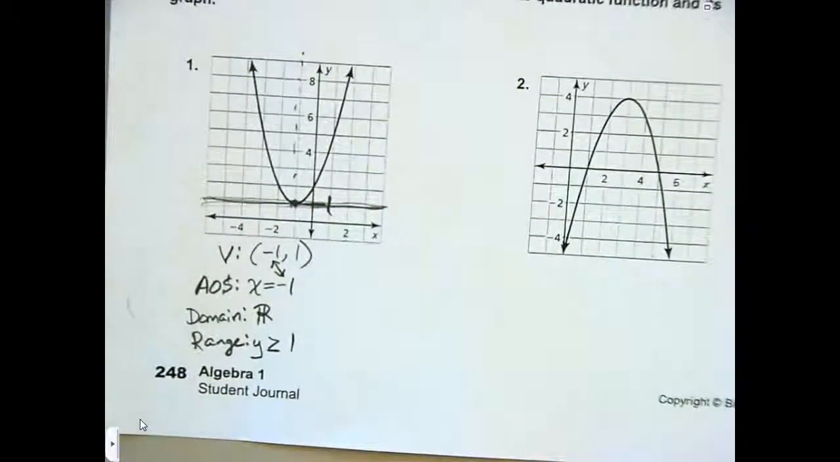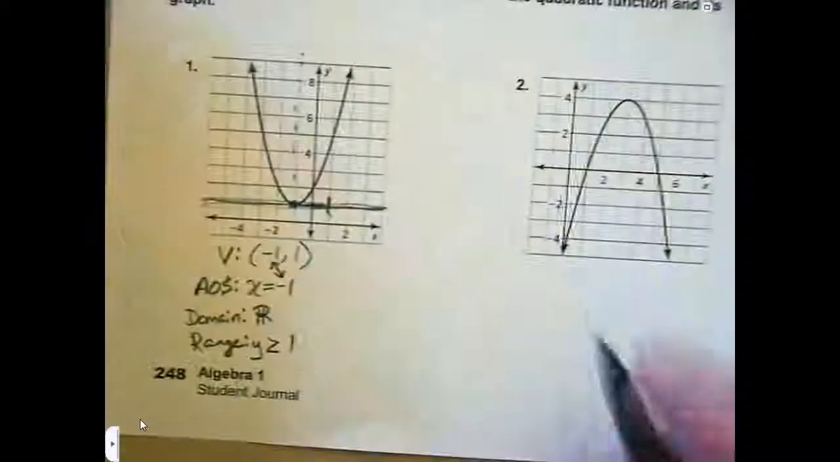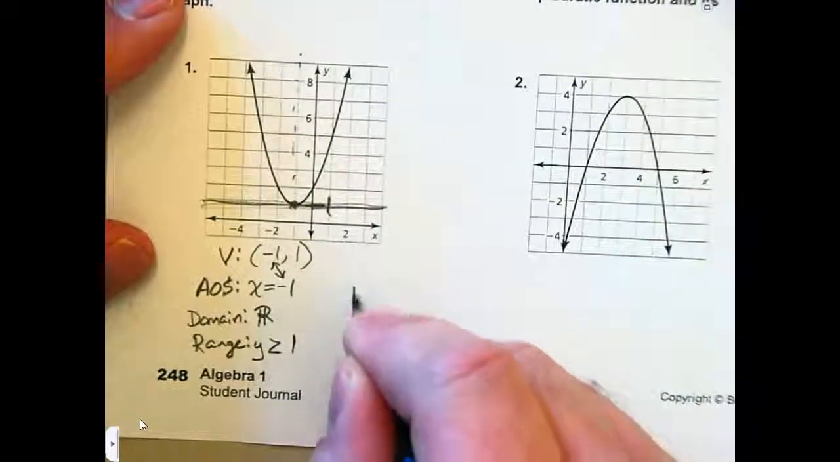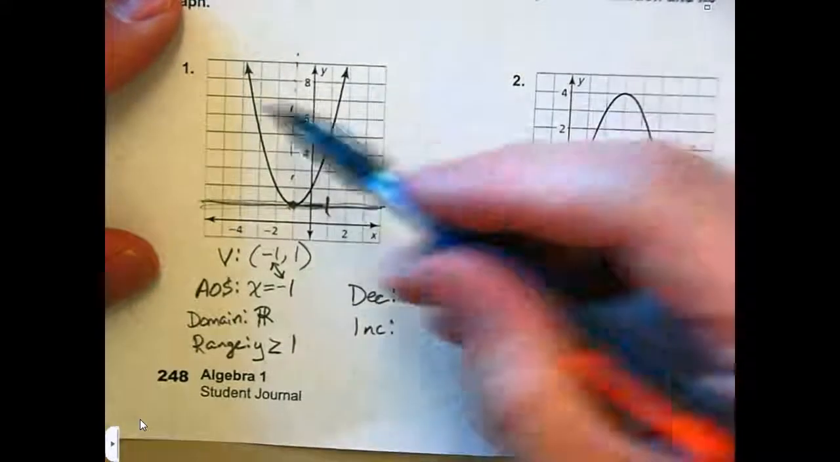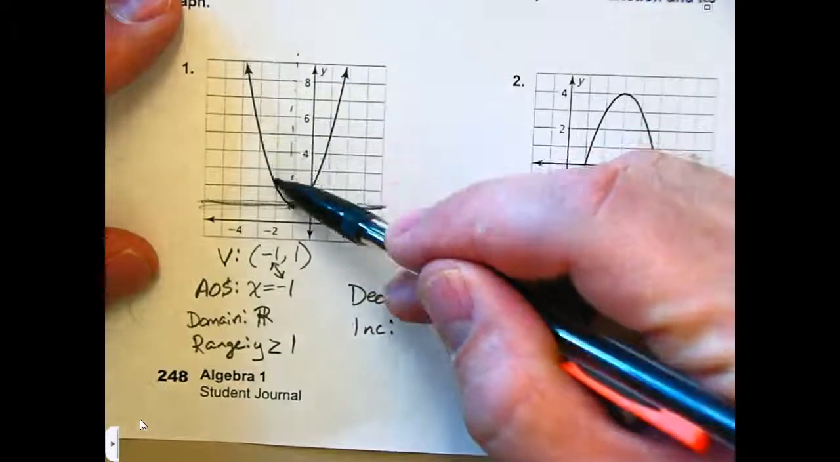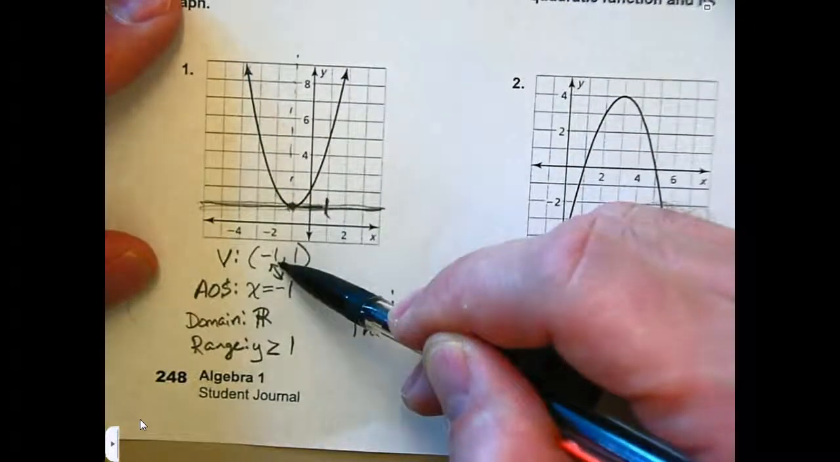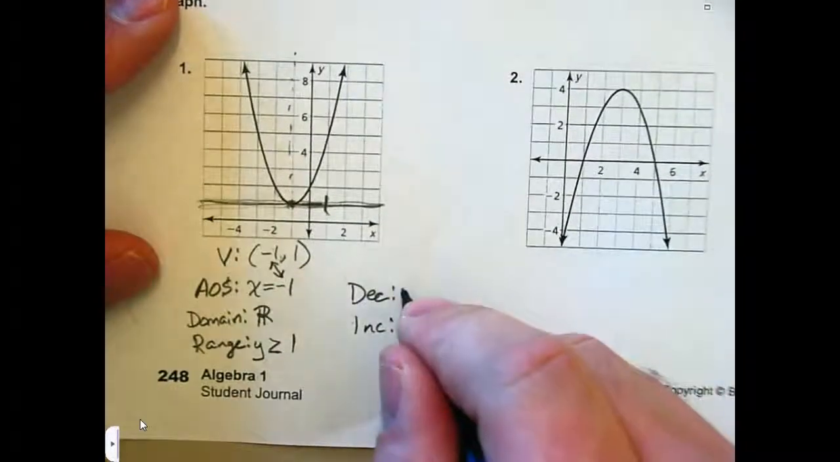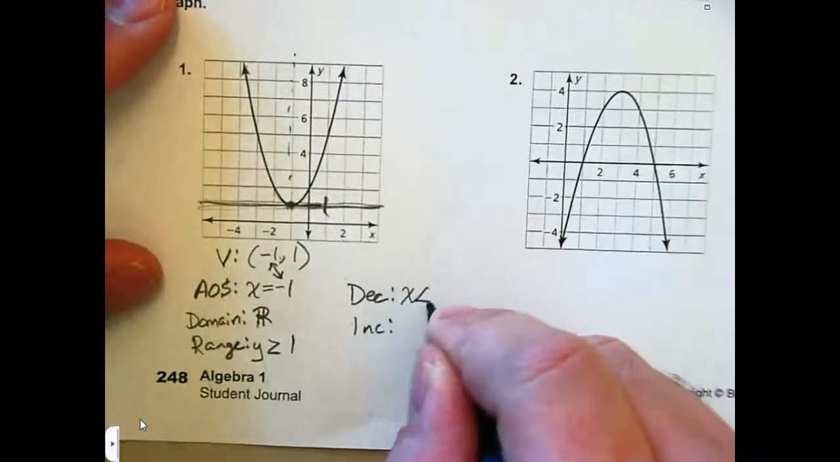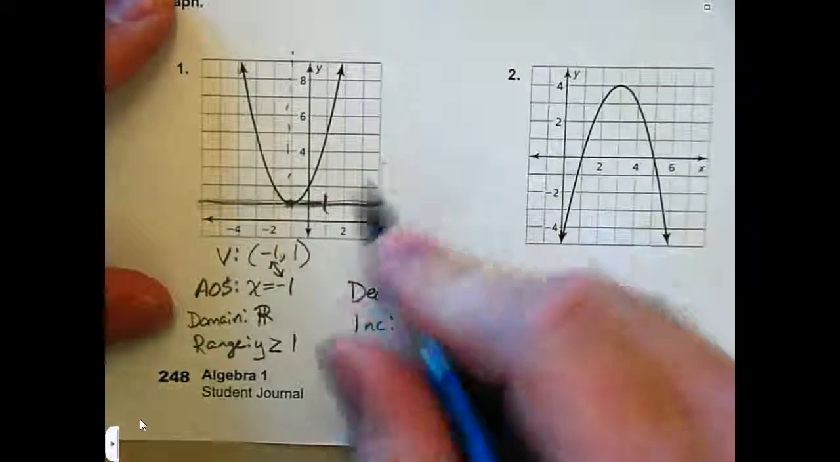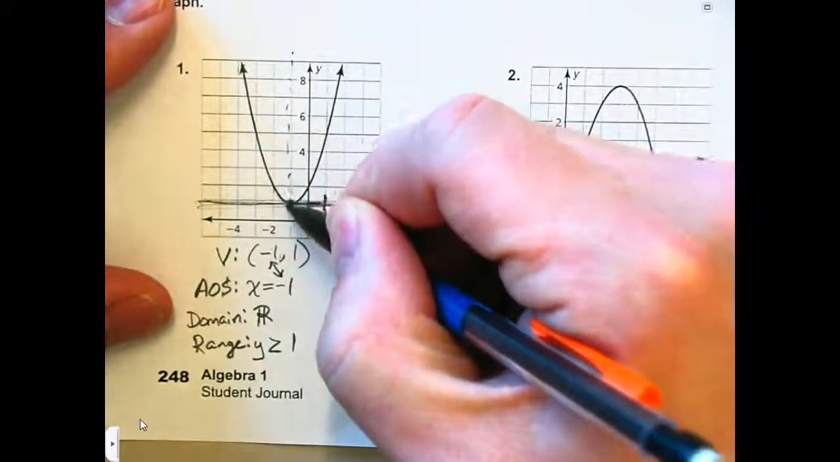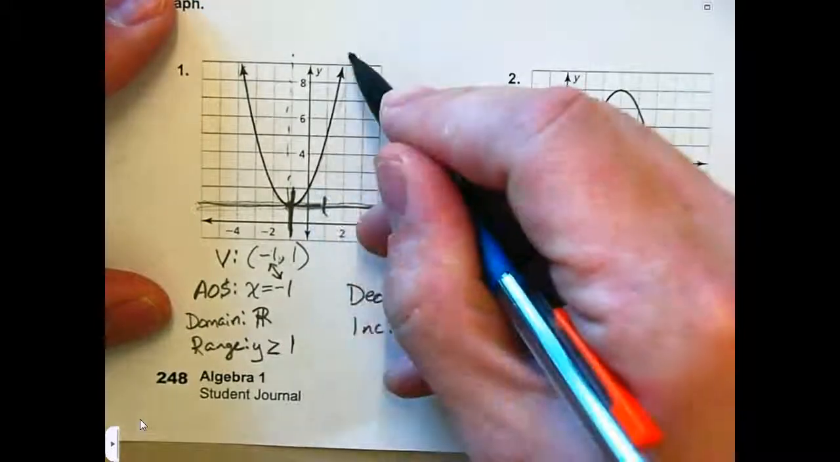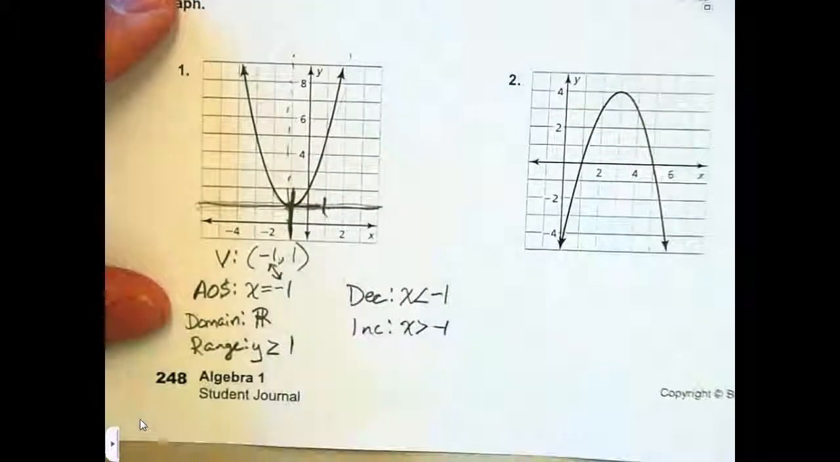Those are some of the characteristics. Any other characteristics? When's it increasing, and when's it decreasing? It's decreasing until you get to x equals -1, the same point right here, by the way. It's decreasing when x is less than -1. It's increasing when x is greater than -1. So it goes down until you hit this line, and it goes back up. That line happens to be at -1.